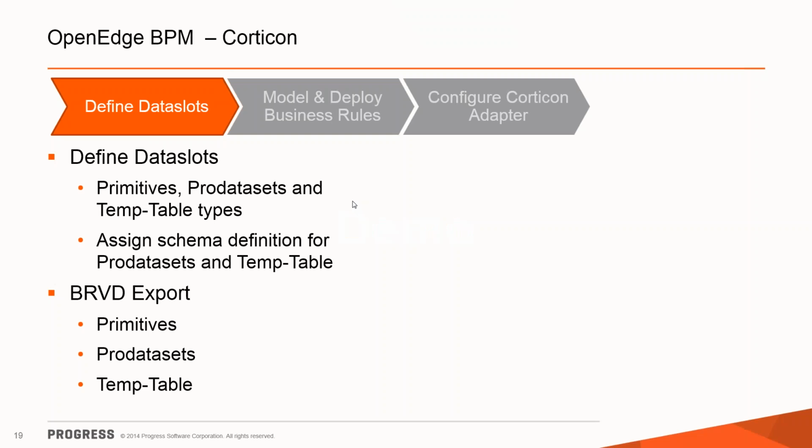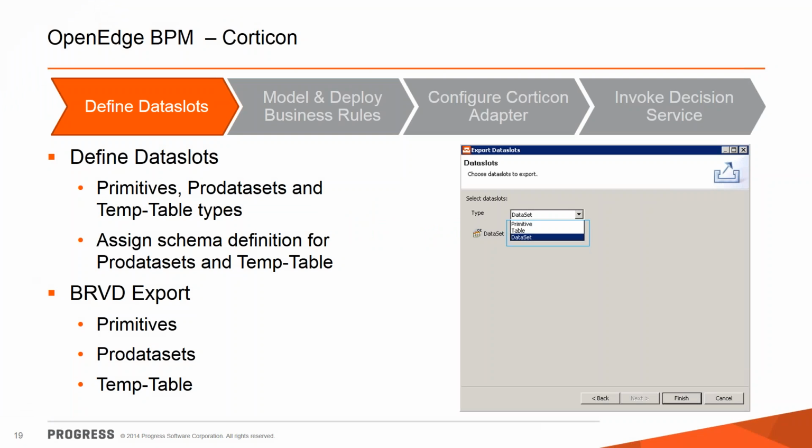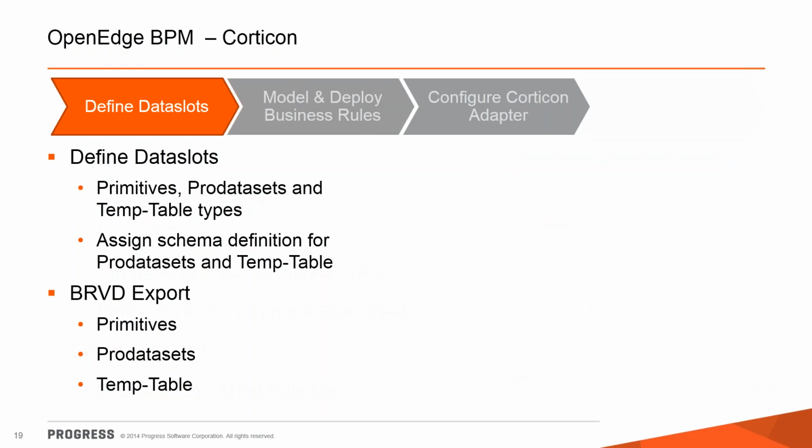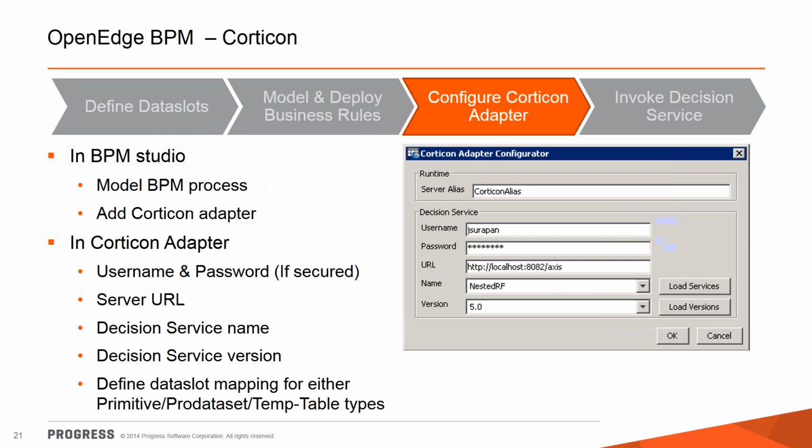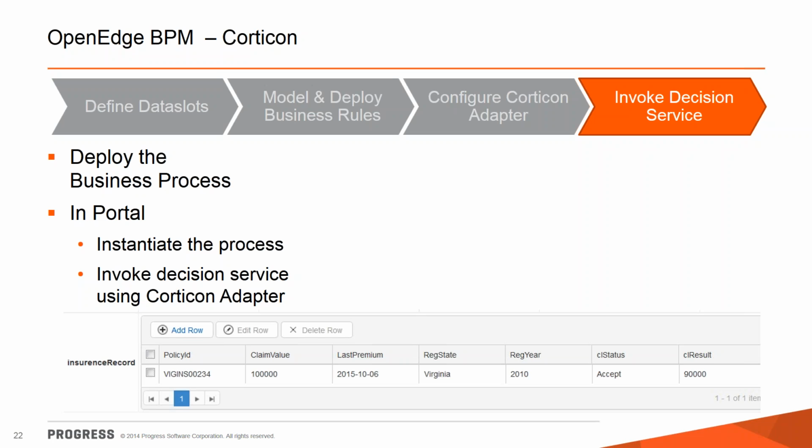Now I'll quickly go through the steps I have done while integrating OpenEdge BPM with Corticon. We define the data slots, then we did a BRVD export of it, and then in the Corticon interface we define the rules with simple drag and drop. Once this is done, we deploy it on the Corticon server. We communicate with it using a Corticon adapter in BPM, and then we invoke the decision service from the BPM portal. This is how it looks.